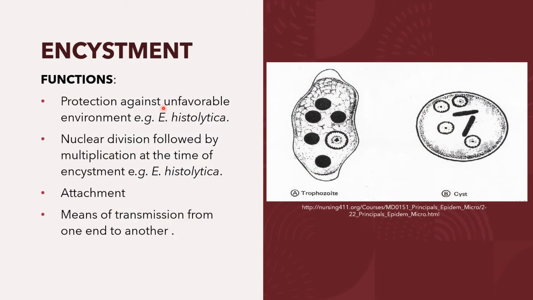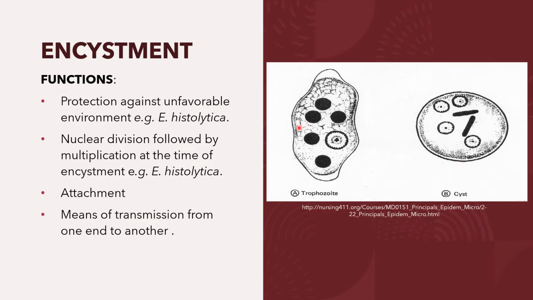So what are the functions of the cyst? The cyst endows protection against unfavorable environment, as exemplified by Entamoeba histolytica. Another is nuclear division can be followed by multiplication at the time of encystment. This is also exemplified again by E. histolytica. Third, the cyst may also function in attachment, as in the ciliates of certain fish, and it also serves as a means of transmission from one end to another. Example is in the case of Entamoeba histolytica and Giardia intestinalis.